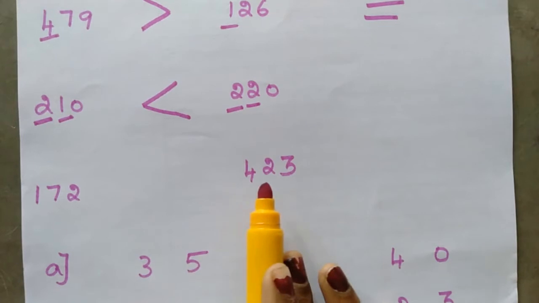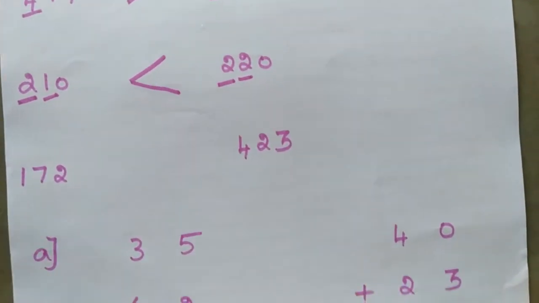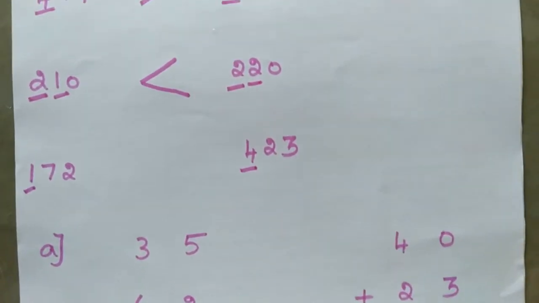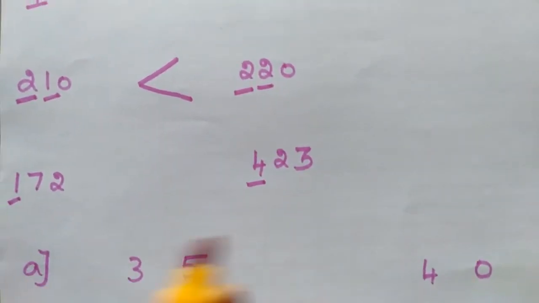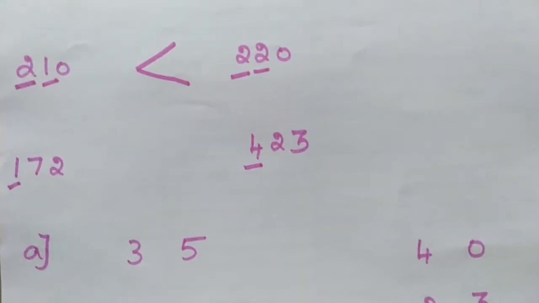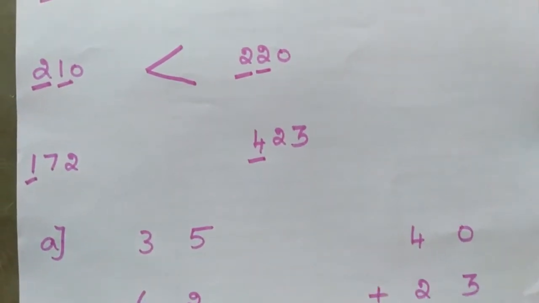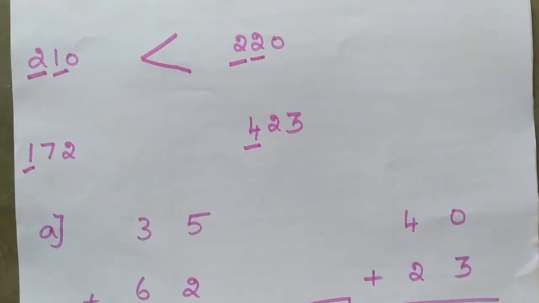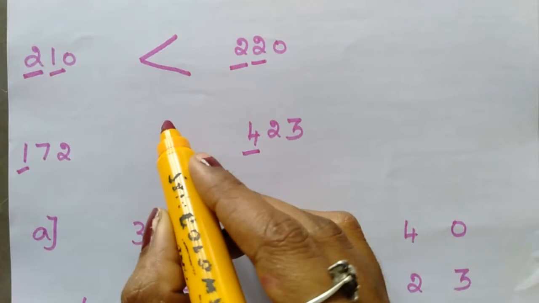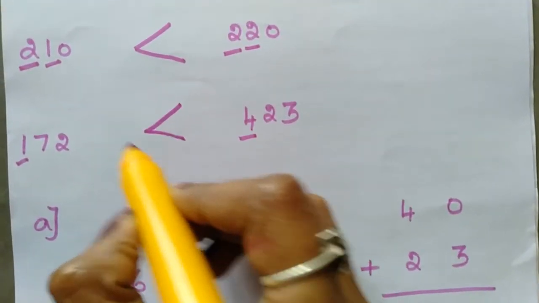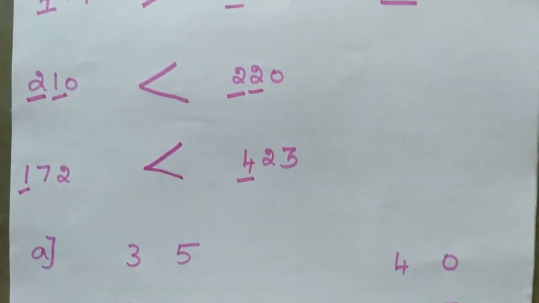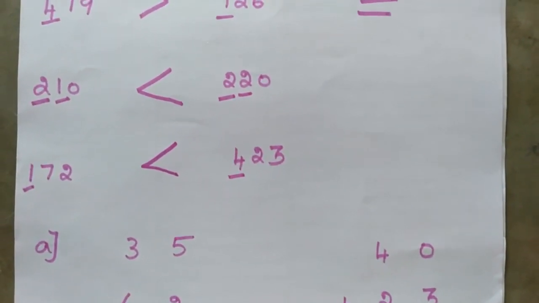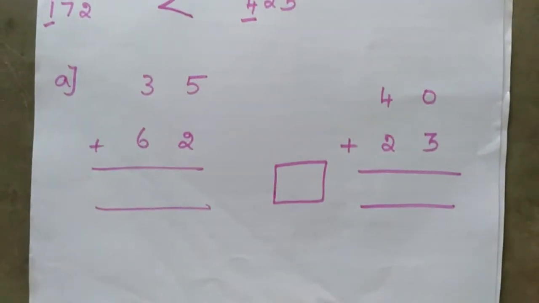172, 423. You have to check the hundreds place. Here 1, here 4. So, what you have to do? You know 1 is the smallest number, 4 is the greatest number. So, which side will the opening mouth come? The greatest side the opening mouth will come. So, this side. So, this is less, this is greater. Opening side, greater sign. Understood? Okay. Then, see this example.